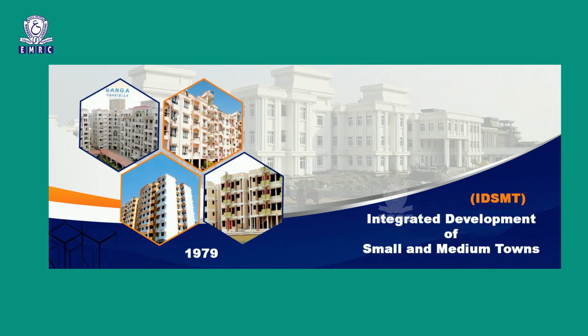The 6th Five-Year Plan stressed the need to develop small and medium-sized towns of less than 1 lakh population, and a scheme of integrated development of small and medium towns was launched in 1979 by the central government. The plan thus recognized the basic problems of towns and cities.